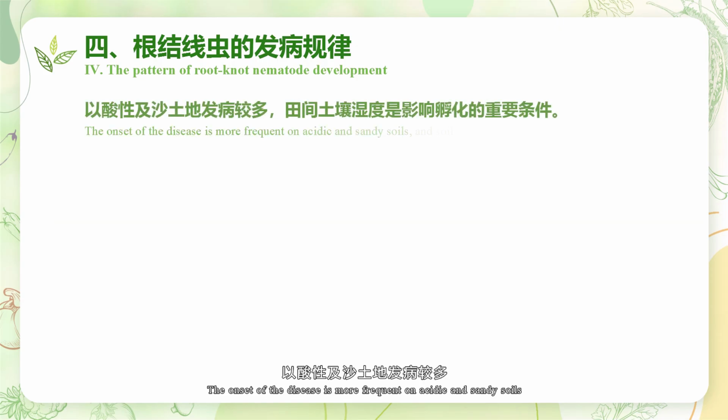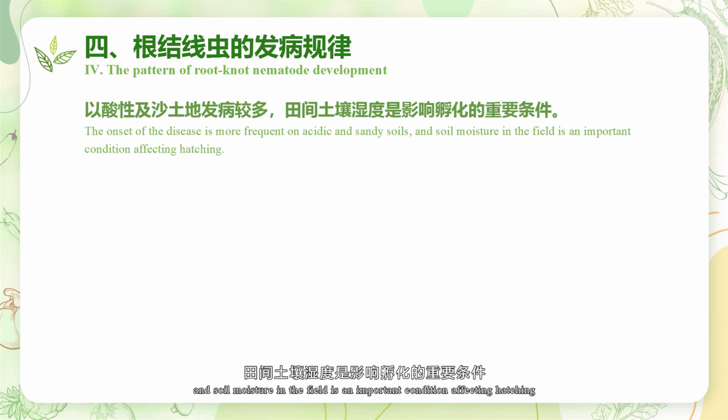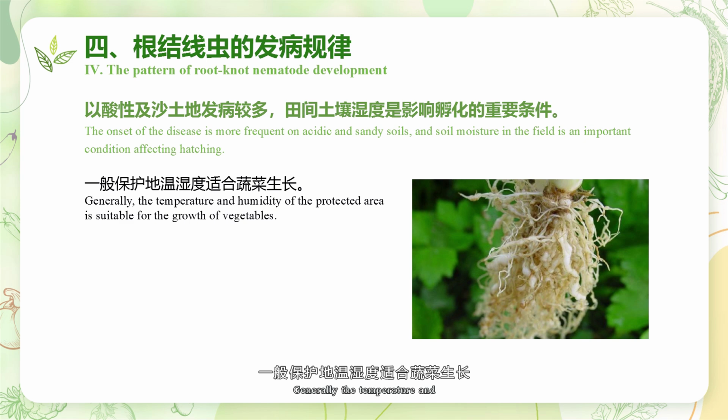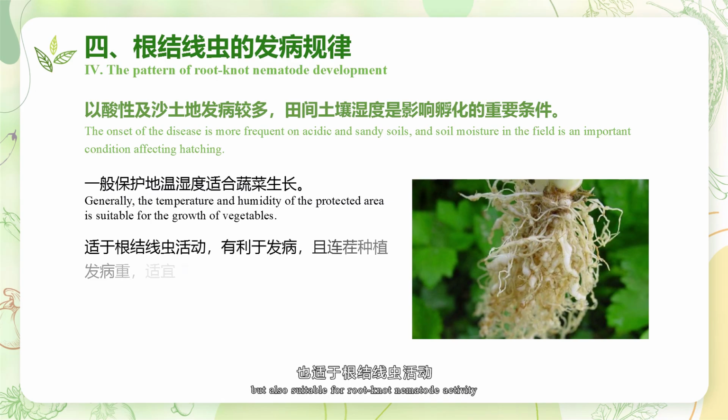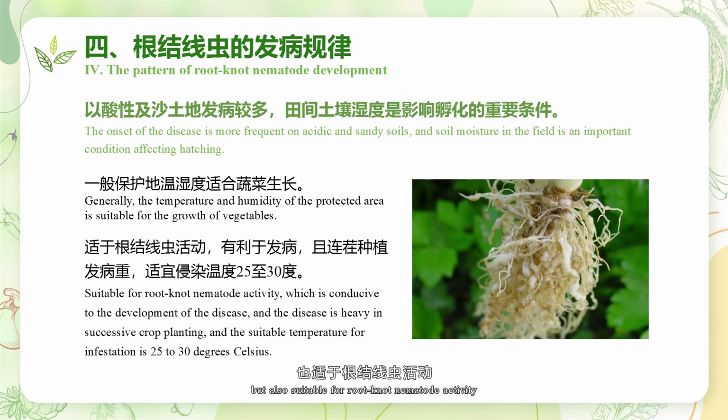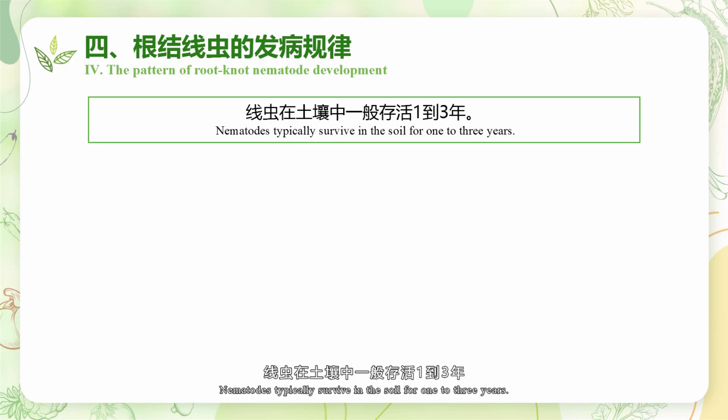The onset of the disease is more frequent on acidic and sandy soils, and soil moisture in the field is an important condition affecting hatching. Generally, the temperature and humidity of the protected area is suitable for the growth of vegetables, but also suitable for root knot nematode activity, which is conducive to the development of the disease, and the disease is heavy in successive crop planting. The suitable temperature for infestation is 25 to 30 degrees Celsius. Nematodes typically survive in the soil for 1 to 3 years.